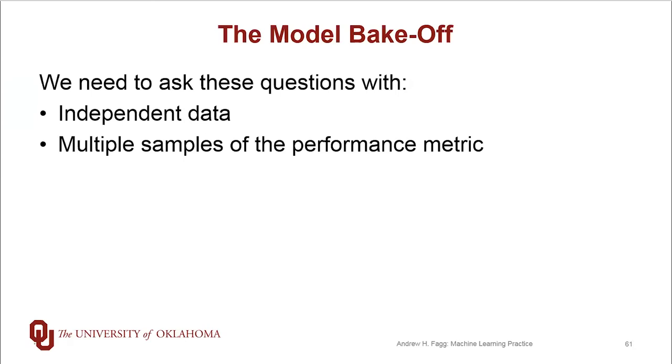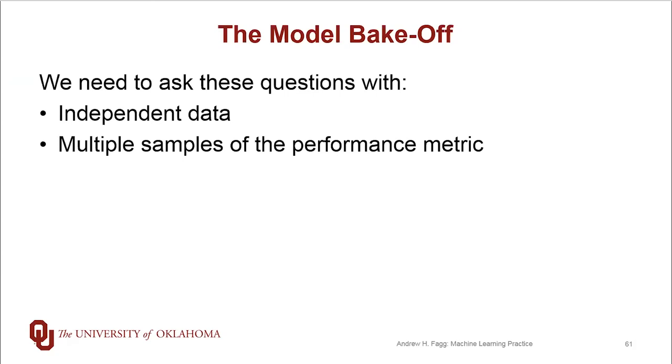Really want to be able to address both of these levels with independent data. So from hyperparameters to model selection, we want to be able to use different data for making those two choices. And we want to have multiple samples of our performance metric at each of the levels. With our grid search, we were doing that when we were setting that cross-validation parameter to 20. We were getting 20 different performance metrics. That gives us a distribution that allows us to nicely compare across different hyperparameter choices. We want to have access to a distribution of performance metrics also when we go to set ridge regression against decision tree regression.